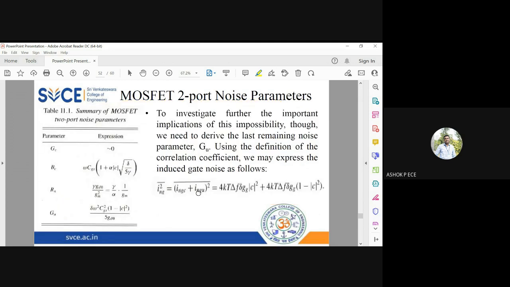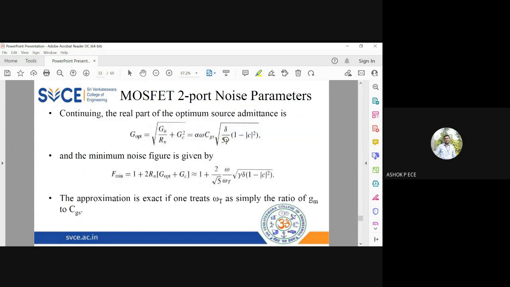And the different parameters you see here are a summary. So GC is 0, and BC, RN and GU values are given here for your reference. And you can find the real part of the source admittance, and finally you can find the noise figure. So the minimum noise figure of the MOSFET is given by this expression. The expression is exact if you write omega t in terms of GM to CGS. So your noise figure depends on frequency omega and the threshold frequency omega t.